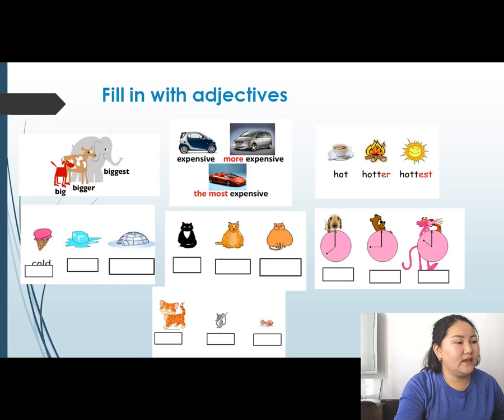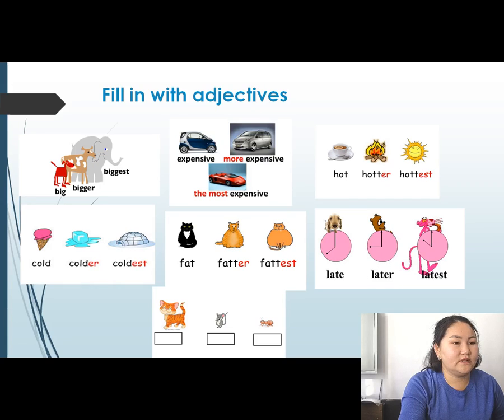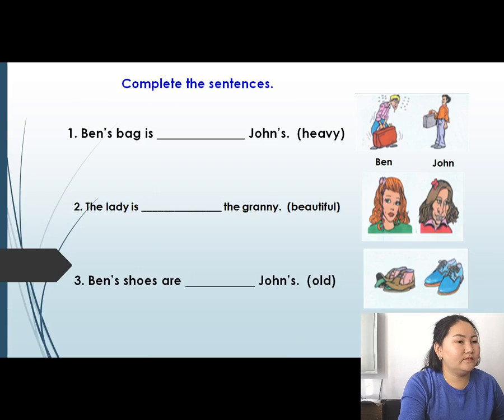Next, cold, comparative, colder, and superlative, the coldest. Next adjective, fat, fatter, the fattest. Next, late, later, the latest. Small, smaller, the smallest. Okay, well done.